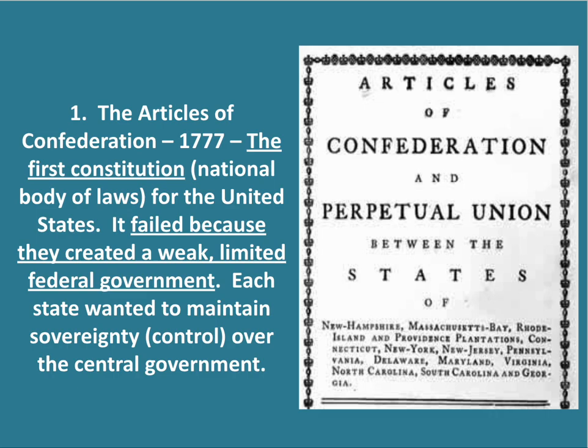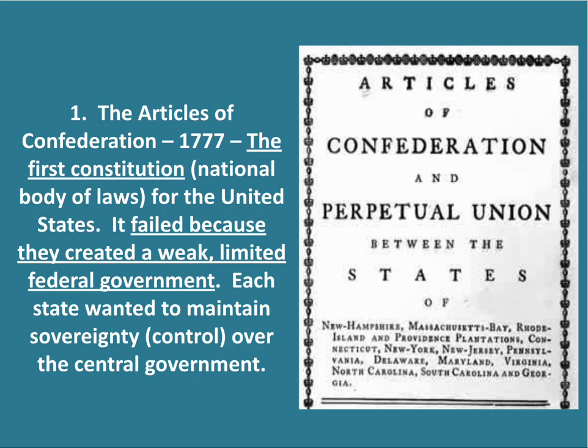The Articles of Confederation, created in 1777, is our country's first constitution, and a constitution is a national body of laws for the United States. It failed because it created a weak, limited federal government. Let's just stop there for 1 second, and we'll discuss this a little bit more in class.